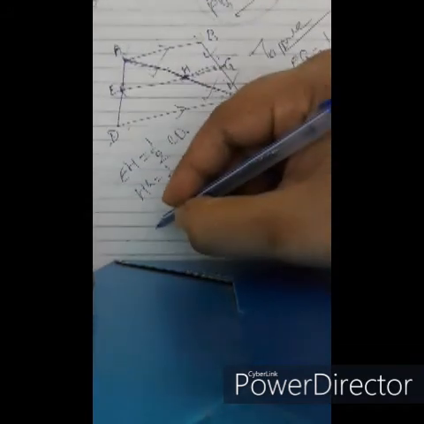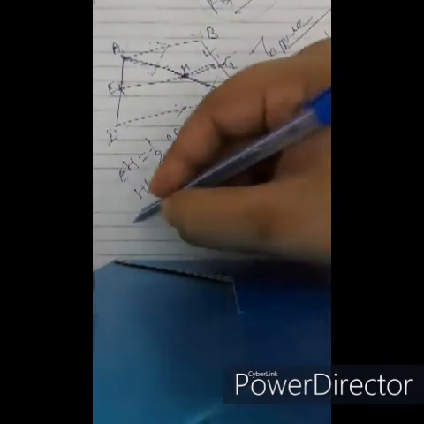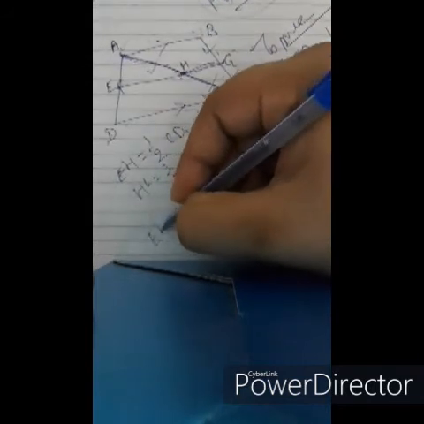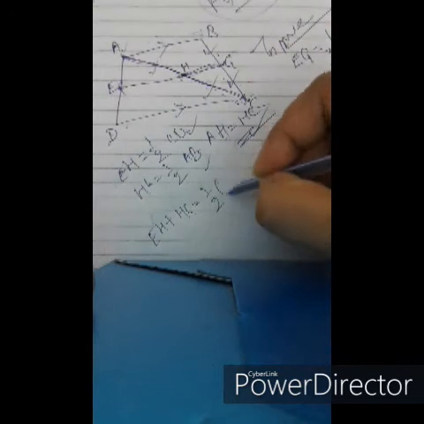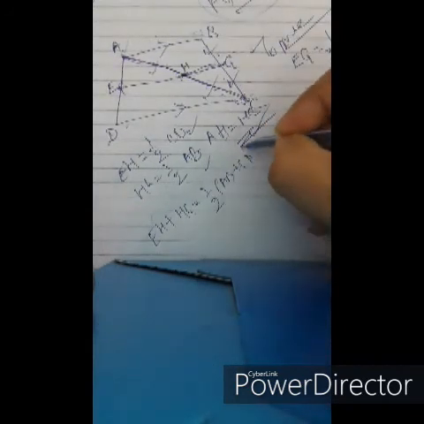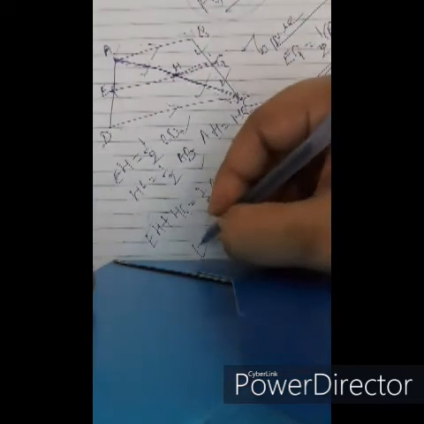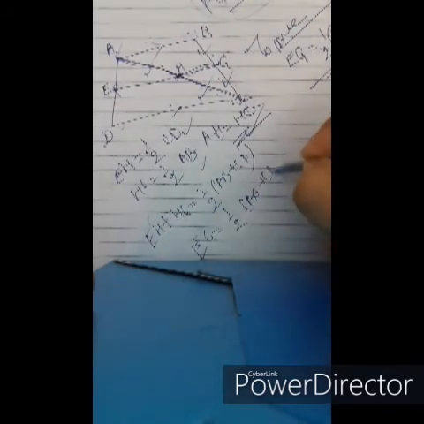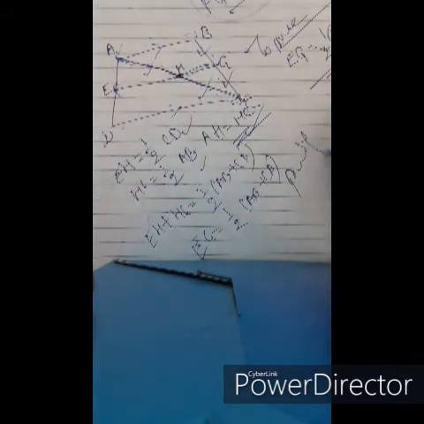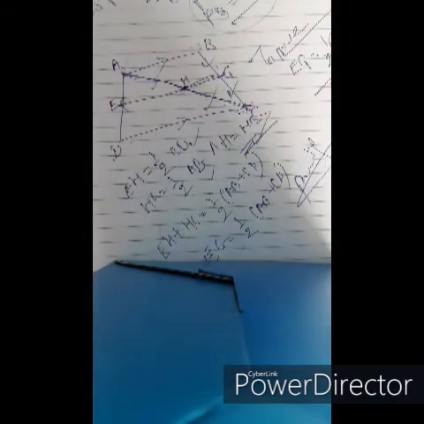So equation 1 and equation 2, adding these two equations, EH plus HG equals half of AB plus CD. EH plus HG becomes EG, so EG equals half of AB plus CD. Hence proved. I'll explain that once again.